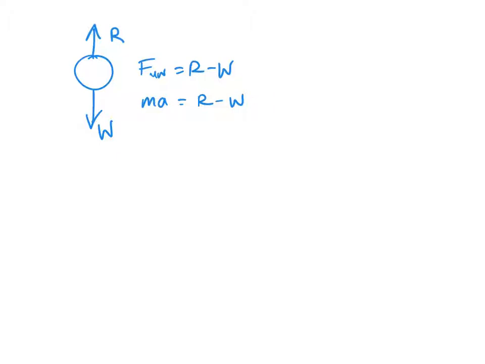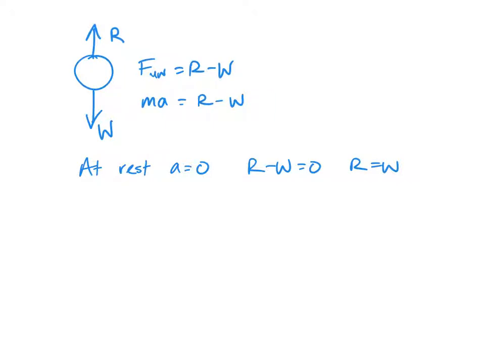Basically, what we can do is look at common situations then. If you're at rest, then a is equal to 0. So if we look at that formula there, if a is equal to 0, then ma is 0, i.e. R minus W equals 0. Or rearranging that, we get R equals W.